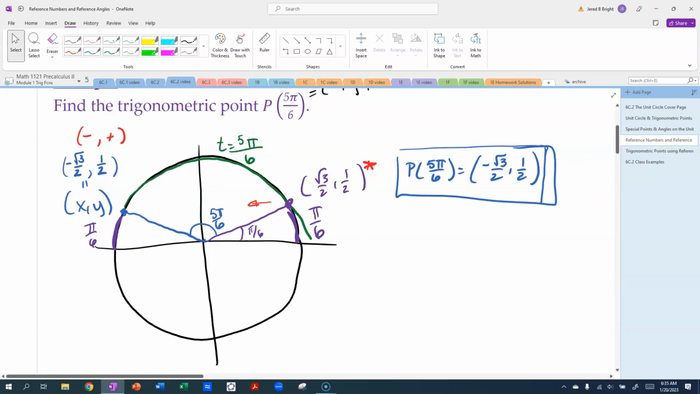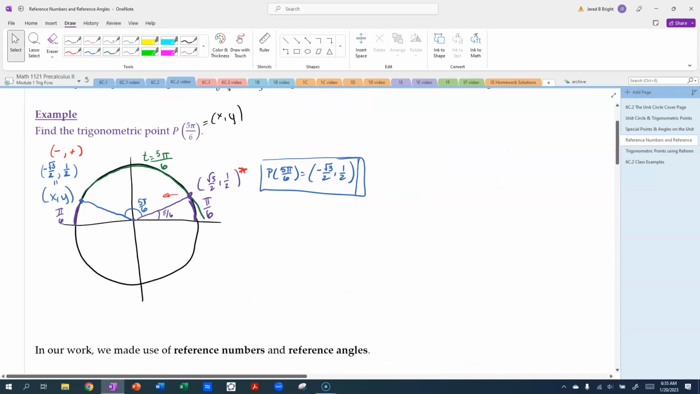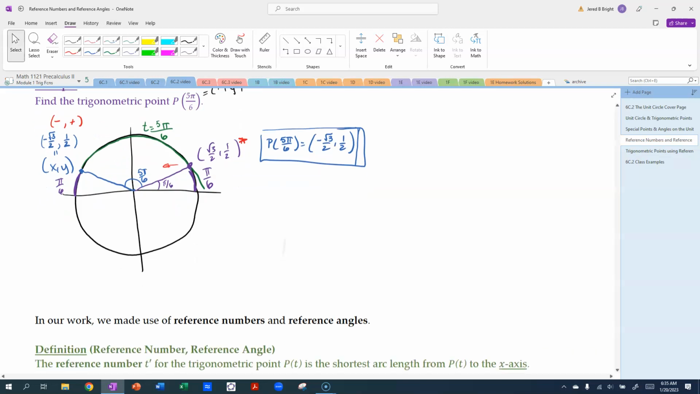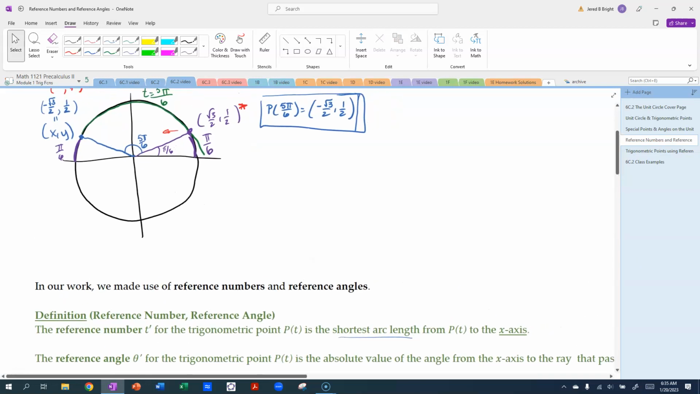Okay, now this work that we did, there are some technical names for it. When we recognize that from our trigonometric point that we were interested in to the x-axis was pi over 6, that's what we call a reference number. Okay, it's another t value that is the shortest distance, or shortest arc length rather, from P of t to the x-axis. So this pi over 6 here was our reference number.